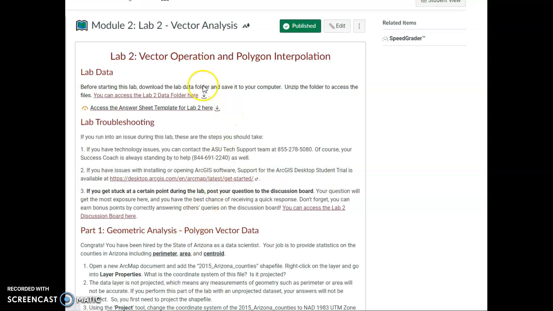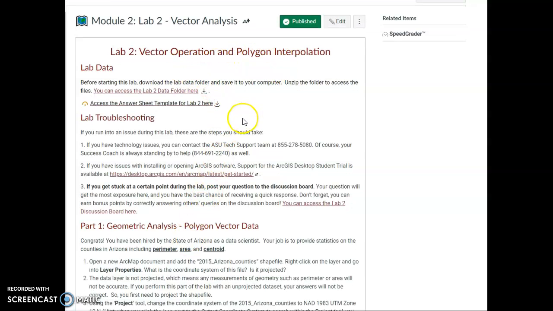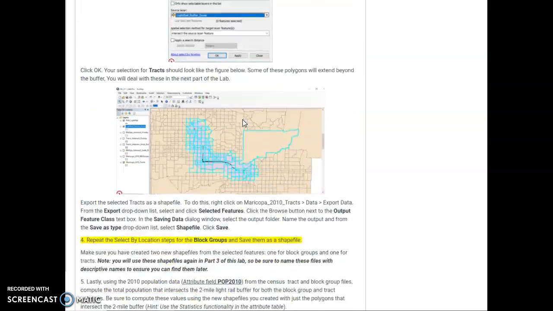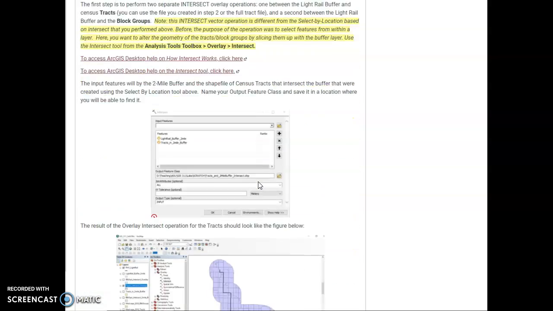The lab itself is called Vector Operations and Polygon Interpolation. It's quite an interesting lab, because what we're doing here is this process called vector interpolation. In this lab, the dark line here is the light rail in Tempe, and we want to see who has access to that. So we're creating a buffer around that line, and then using that to clip to census tracts and census blocks so that we have an understanding of the boundaries of the people within, or the census blocks and census tracts within that buffer. And we get something that looks like this.